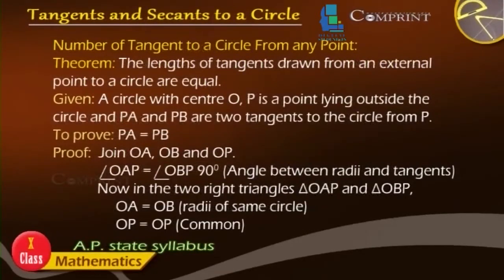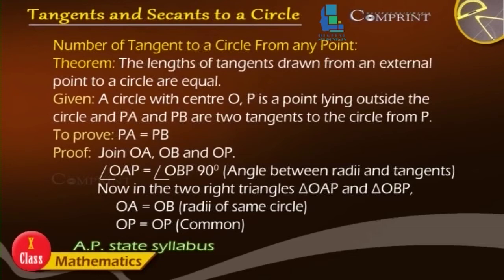Number of tangents to a circle from any point. Theorem: the lengths of tangents drawn from an external point to a circle are equal. Given a circle with center O, P is a point lying outside the circle and PA and PB are two tangents to the circle from P.